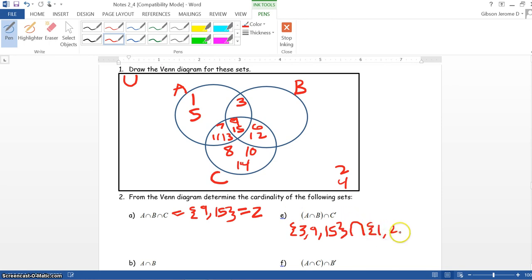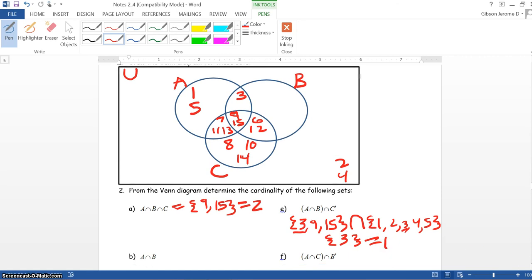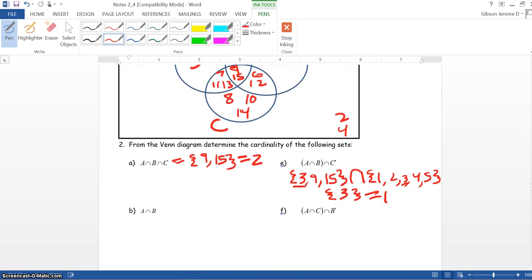We have 1, 2, 3, 4, and also 5. But everything else is in C. So now we look at what they have in common, because this is intersection. So they only have the number 3 in common. So this set is just 3. Its cardinality is 1. So the final answer there is 1. They have one element in common.